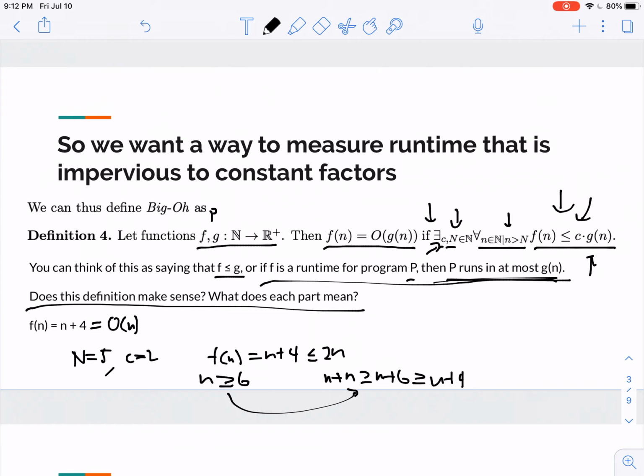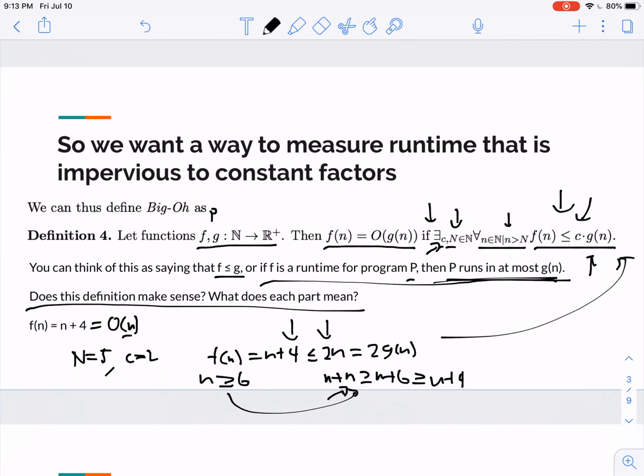And so 2n is just the same thing as 2 times g of n, where g of n is just n. And so we've proven this relationship here. And you'll see basically what this C let us do is, since we could choose C equal to 2, we could let this second copy of n take care of this extra 4. So this C not only allows us to not care about constant factors, but also it means that we don't really care about additional little rough edges on the formula.